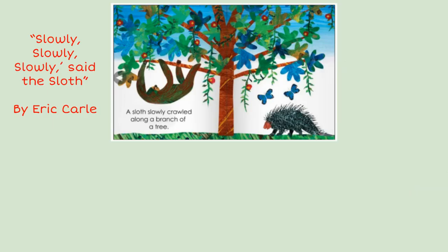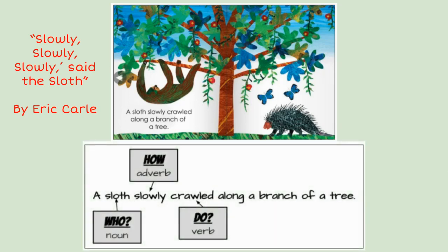So let's look at this mentor text. Slowly, slowly, slowly, said the sloth by Eric Carle. A sloth slowly crawled along a branch of a tree. We need to look first for the verb. The verb in this sentence is crawled. The noun is sloth. We want to describe how the sloth crawled. The word is slowly. So the sloth is the noun or the who. The verb is crawled, and how did he do that? That's the adverb. It's slowly.